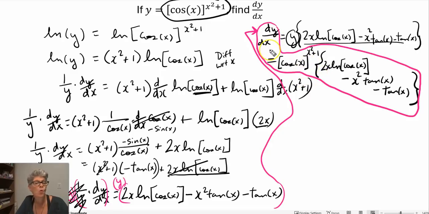It's dy dx, or y prime, is equal to cosine of x, all to the power of x squared plus 1, and then all of that times, in curly brackets, 2x times the natural logarithm of cosine x, minus x squared times tangent of x, minus tangent of x, and then close curly brackets. And now I've got the answer that I worked out. And that's looking very good. Okay, so I'm quite happy with that.